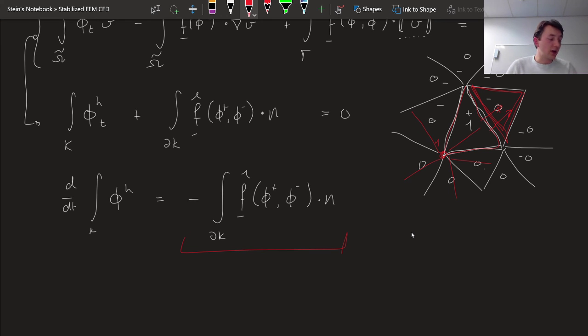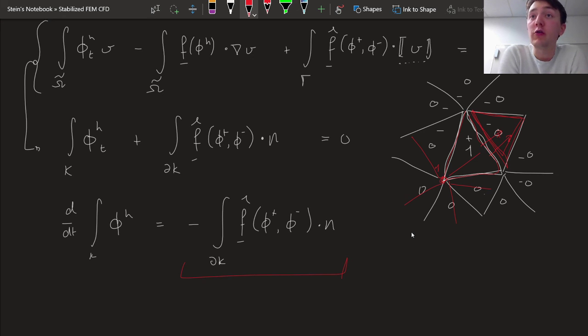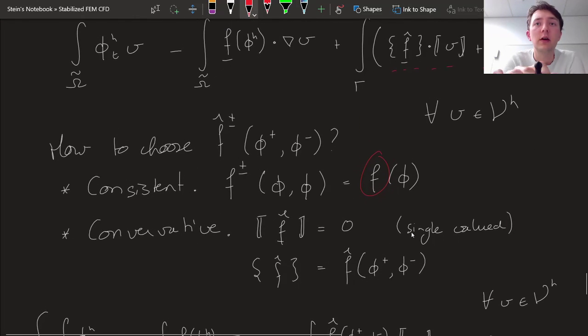Okay, and I think that's all I wanted to do for this video. So we haven't talked about what to actually choose for these flux functions, and we'll do that in the next video. But now we have an idea of what we want our flux functions to look like. We want them to be consistent, because that's going to ensure that we have convergence, that it behaves the way it should, very simply put. And we want it to be conservative, because that makes sure that our discontinuous Galerkin method reflects the physics of our relevant partial differential equation.